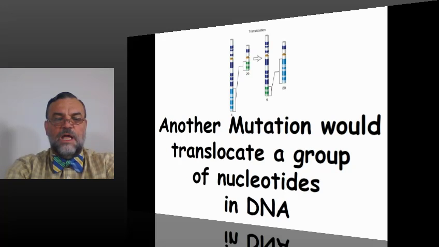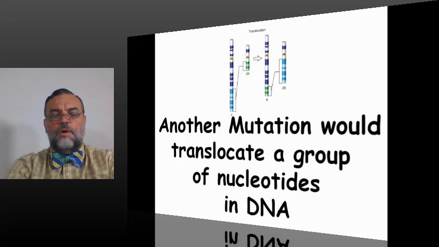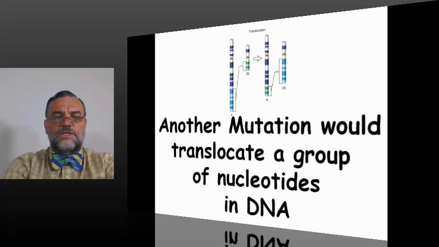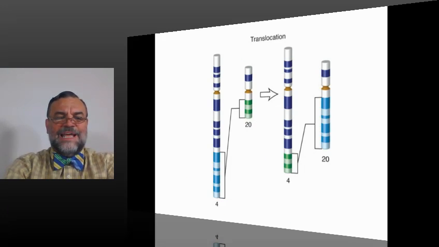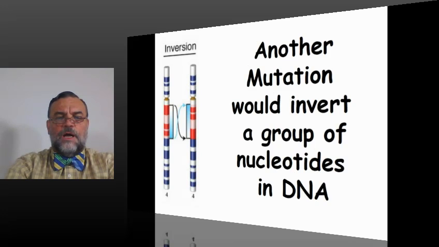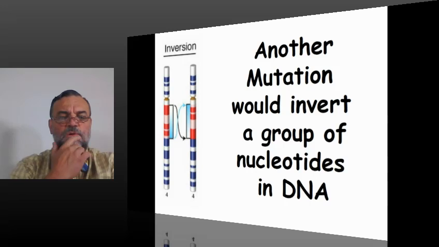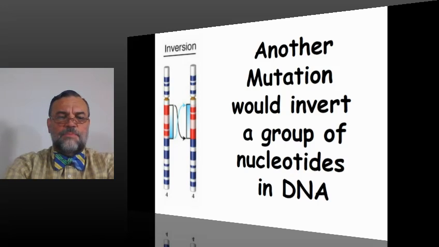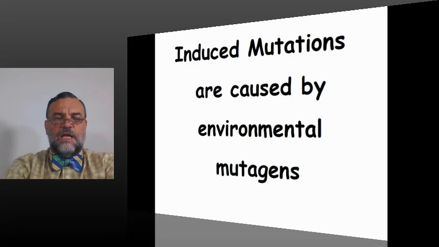Another mutation would translocate a group of nucleotides in DNA. Take a group of nucleotides of genetic coding and move it from one place to another. This is called translocation, and a short common name for it is actually jumping genes, and there are some that do that, apparently as part of their design. Another mutation would invert a group of nucleotides. If you've studied how DNA is duplicated, you'll find that some of it is duplicated backwards and flipped around. But in any case, there is the possibility of inverting the sequence of a group of nucleotides in DNA.